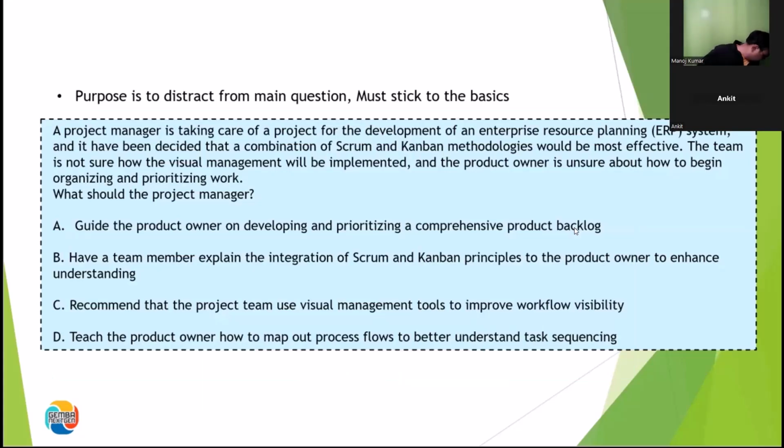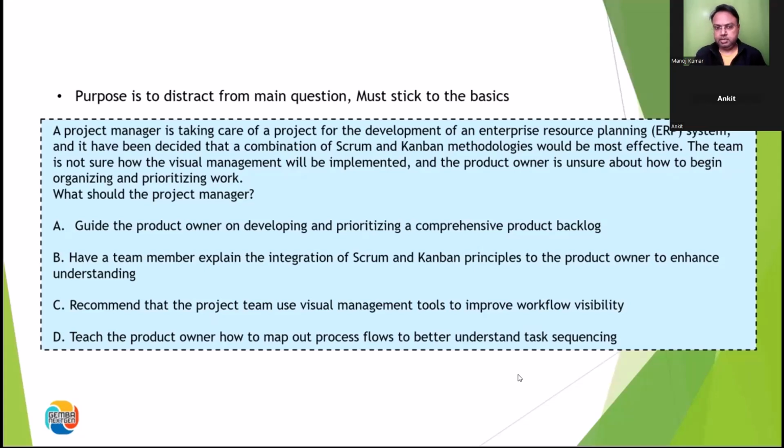I would like to go with the process of elimination. A can be eliminated because product owner basically owns the product backlog, and the project manager cannot guide him on how to prioritize and develop a product backlog. Right. And then I'm honestly very confused over here.